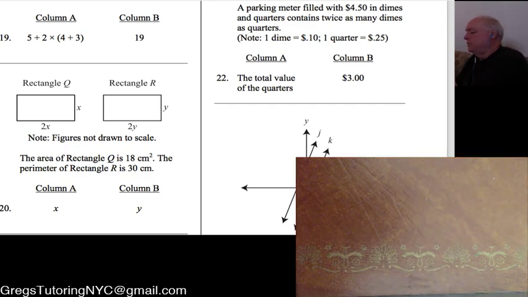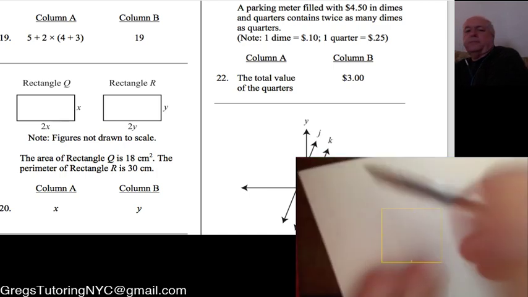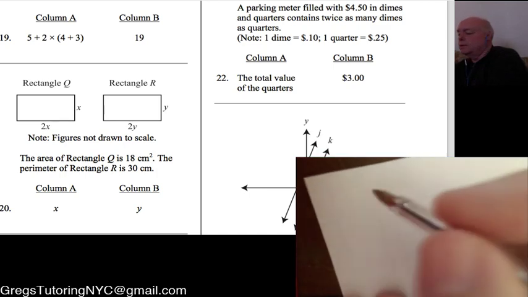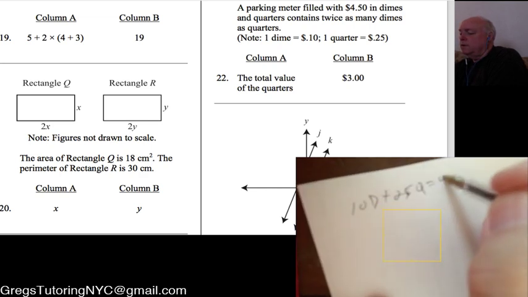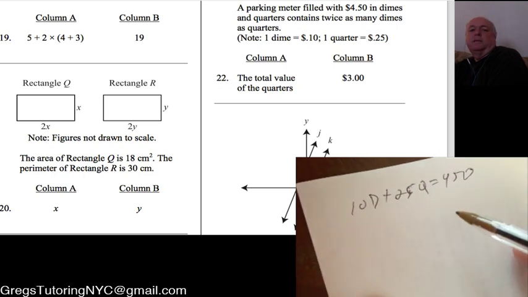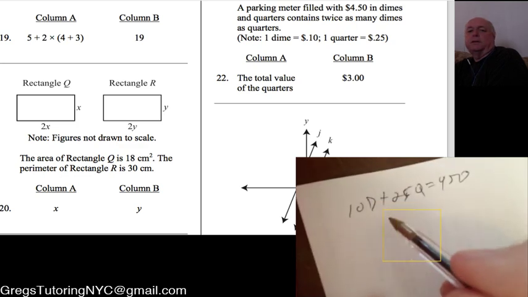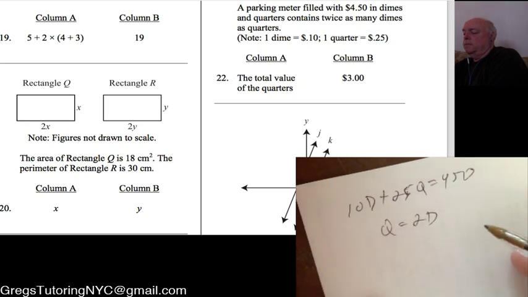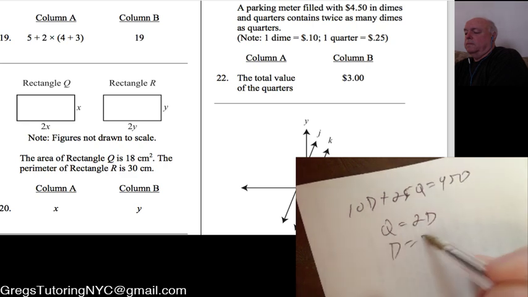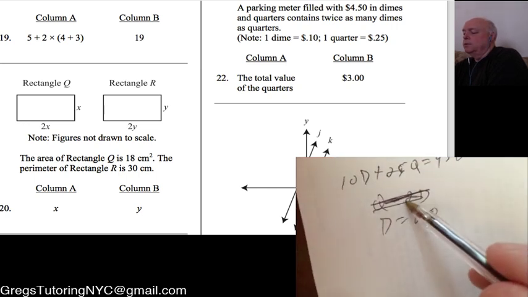Let me write it out again. Parking meter is filled with dimes and quarters. 10D plus 25Q equals 450. Contains twice as many dimes as quarters. I had that backwards. All right, I said before that was okay, it's not okay.